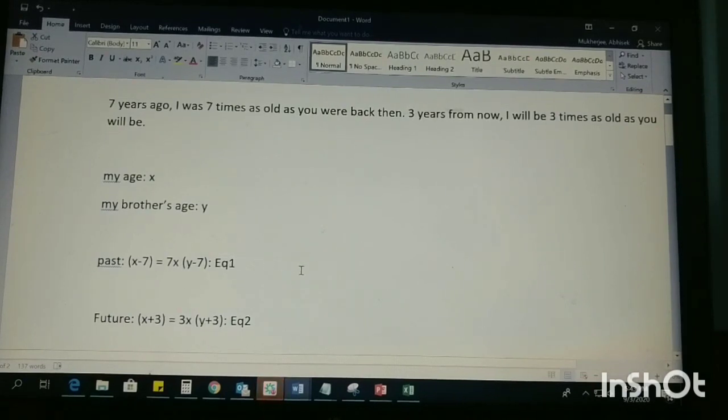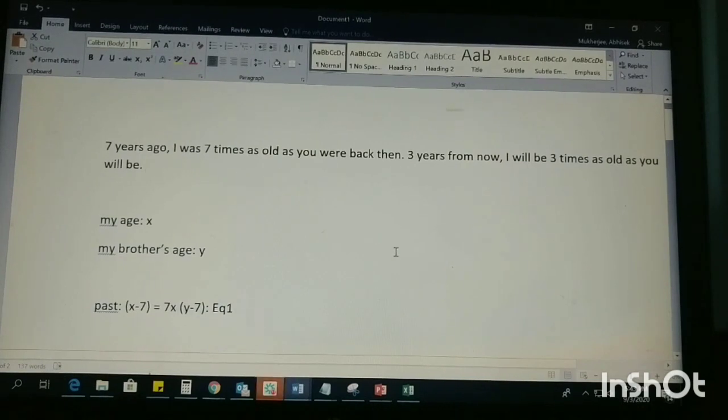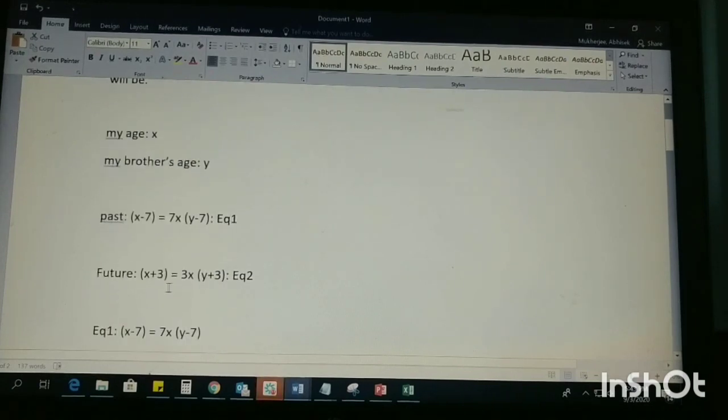Now, we move on to the second part of the riddle, which says 3 years from now, I will be 3 times as old as you will be. 3 years from now, I will be x plus 3 years old, and my brother will be y plus 3 years old. And I will be 3 times as old as he will be at that point of time. So, 3 years from now, I will be x plus 3 years old, which will be 3 times as much as his age, which is y plus 3 years old. So we consider this equation 2.